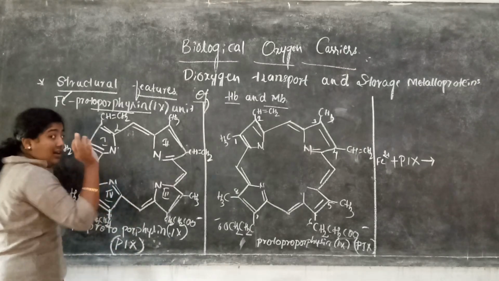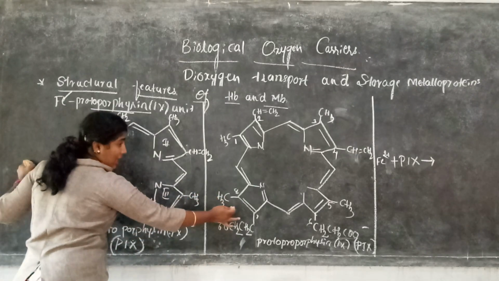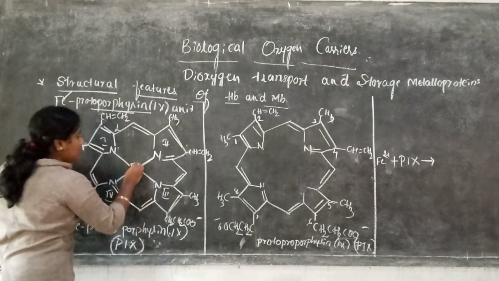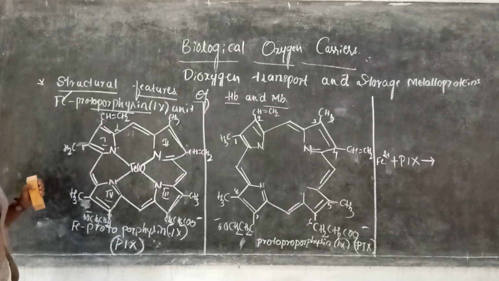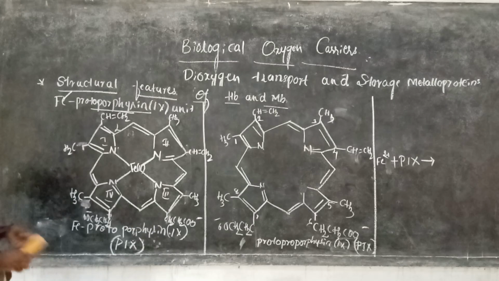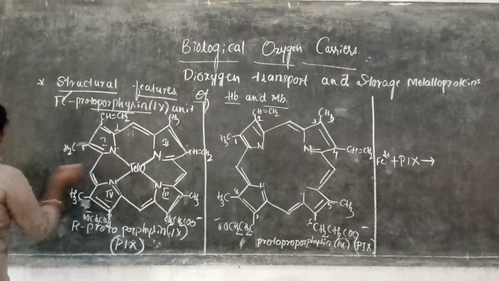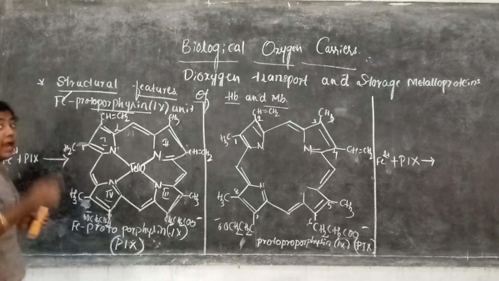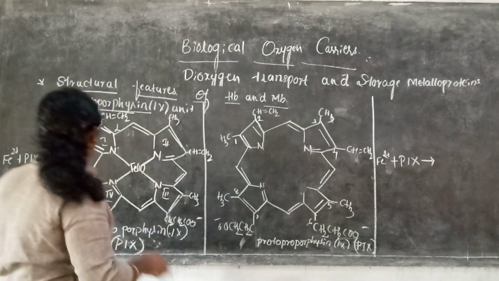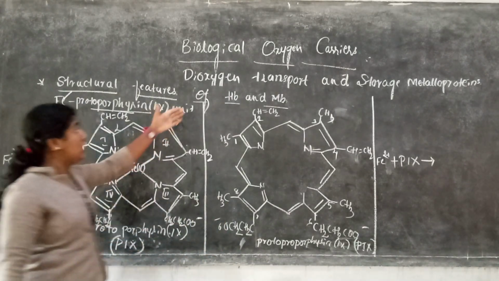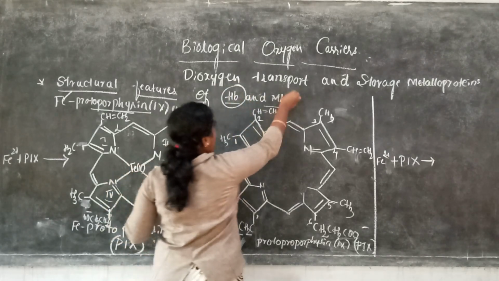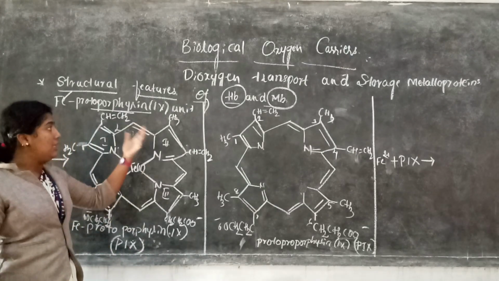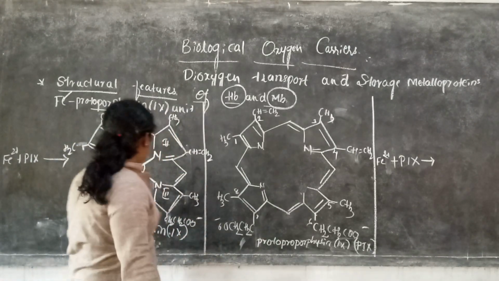Then the protoporphyrin 9 unit is reacted with which center? The iron center, which is in the +2 oxidation state, Fe2+. The Fe2+ with the protoporphyrin 9 unit gives the iron protoporphyrin 9 unit. This is the basic prosthetic group of hemoglobin and myoglobin, the basic unit in the structure of hemoglobin and myoglobin.